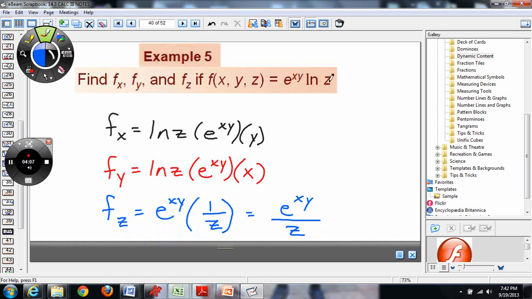And then the z, what we would do there, if it was partial derivative with respect to z, we'd treat the e raised to the xy all as a constant, so that we'd carry that along for the ride. And then the derivative of natural log is 1 over whatever is in that spot, so that's why it would be 1 over z. So we could rewrite it like this.